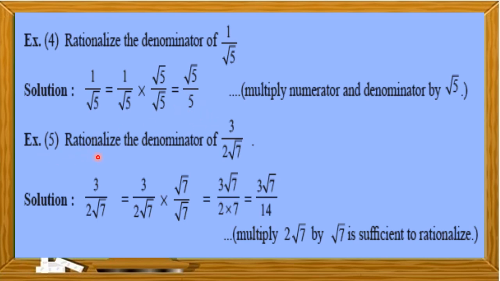The second example is rationalize the denominator of 3 upon 2 root 7. Solution, 3 upon 2 root 7 is equal to 3 upon 2 root 7 into root 7 upon root 7, which is equal to this: the multiplication of the numerator is 3 root 7 and the multiplication of the denominator is 2 into 7, equal to 3 root 7 upon 14. Here we have brought it to a rational number. Therefore, this method is known as rationalization of the denominator.